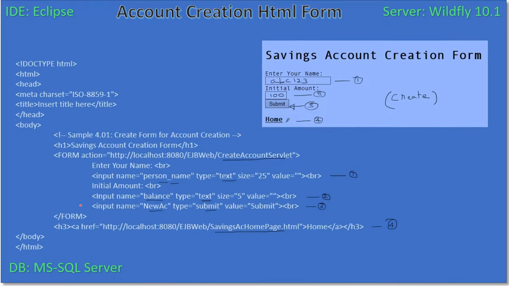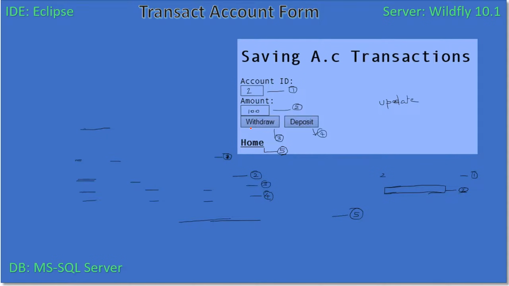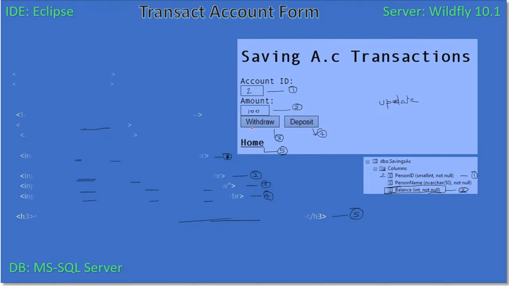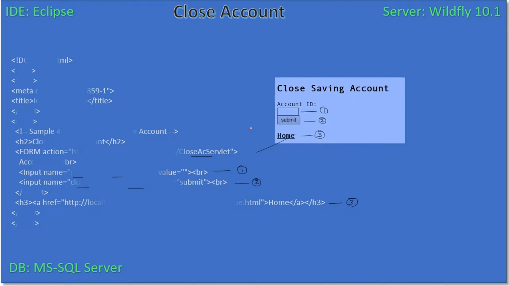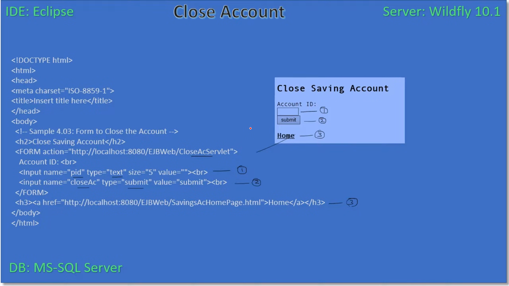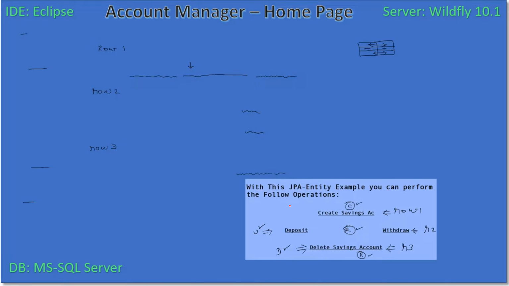Then in the previous part we created the HTML forms. So this is the account creation form. Next we created a transact account HTML form. After that we created a form for closing the savings account. Then we created a home page.